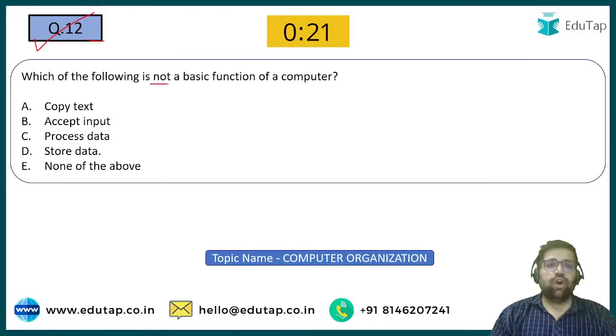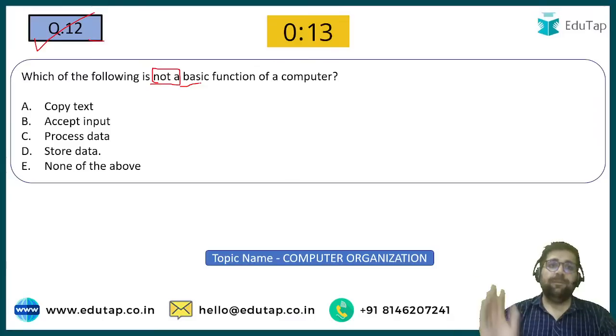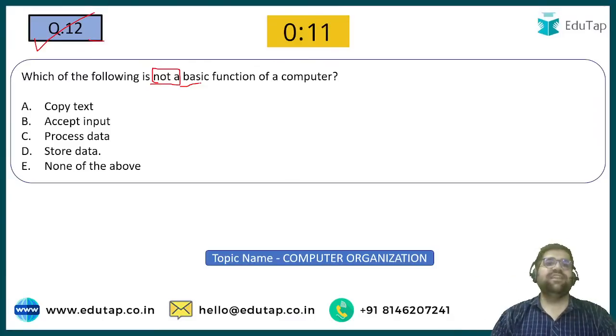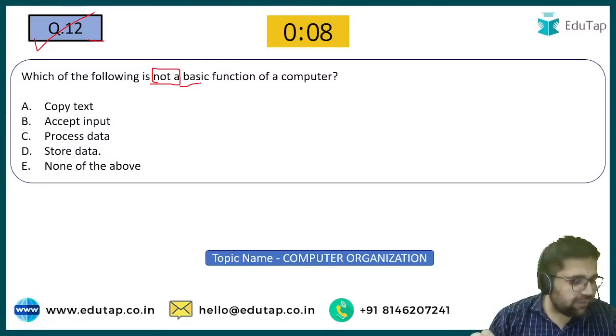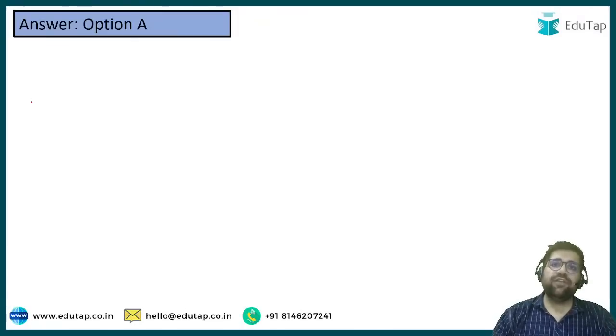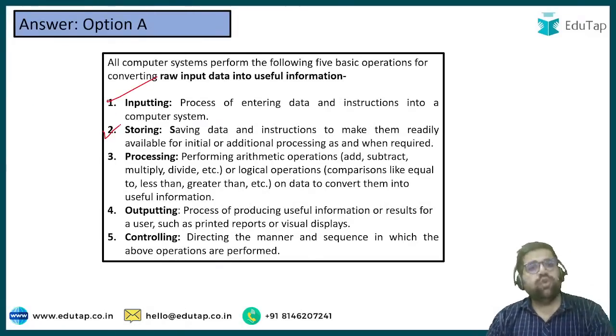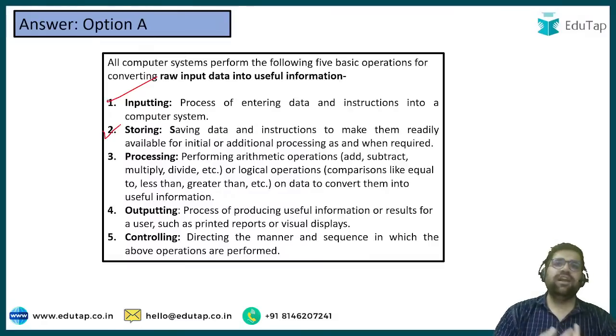Which of the following is not a basic function? Not a basic function means what? That each and every computer will perform certain very regular types of functions. But which of the following is not one of the basic functions? This is asked. The answer will be, yes, copy text. Remember, there are five basic functions which each and every computer will do for you. It is inputting, accepting your data. Storing means that it will store your data. Processing means that it will process your data, like manipulation, doing plus, minus, and so on. Outputting means that it will show you the output. And controlling. Controlling means that it will manage different other operations.